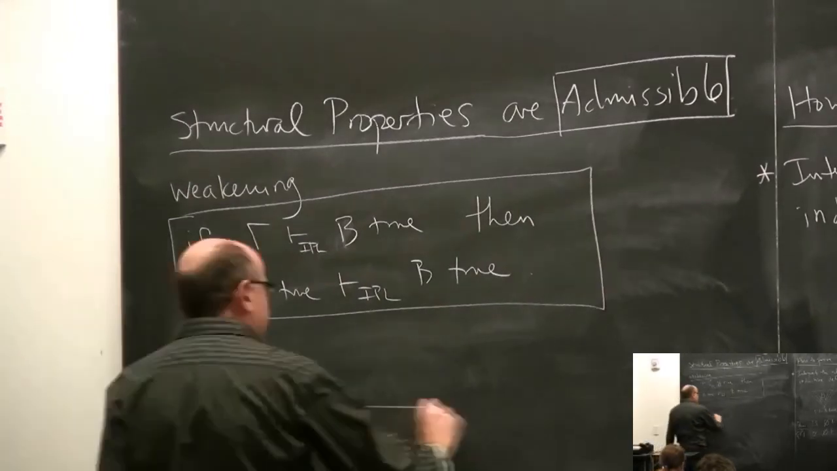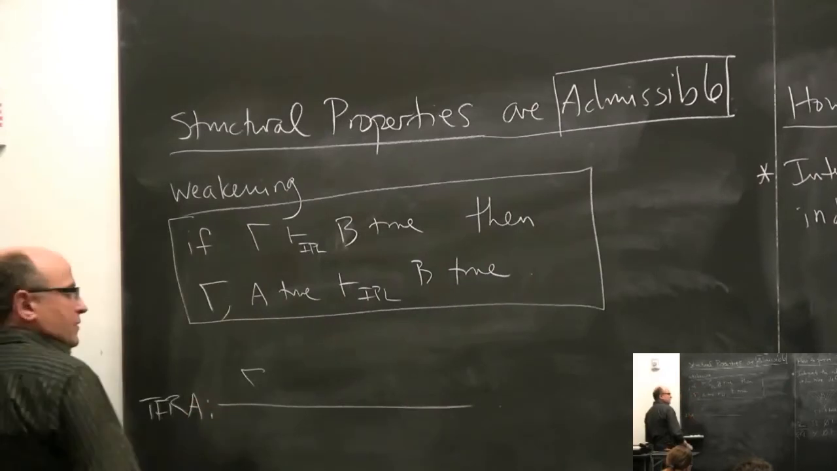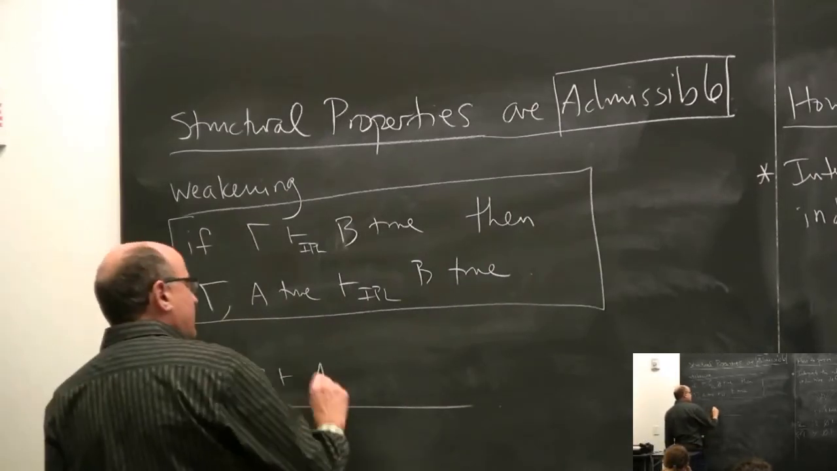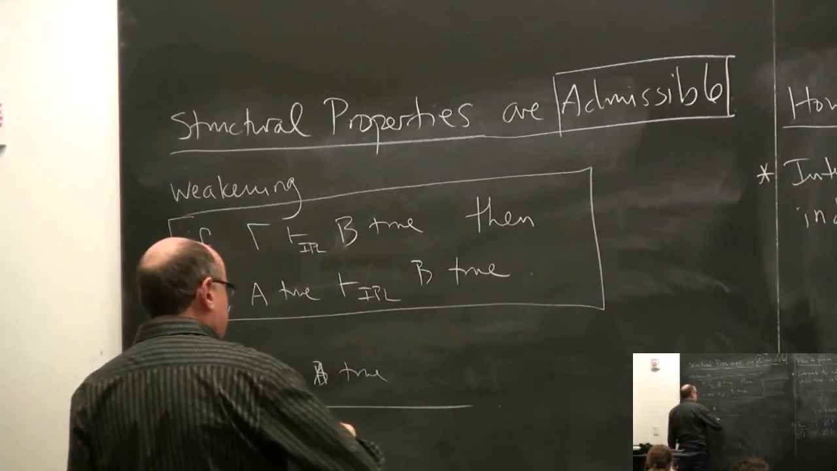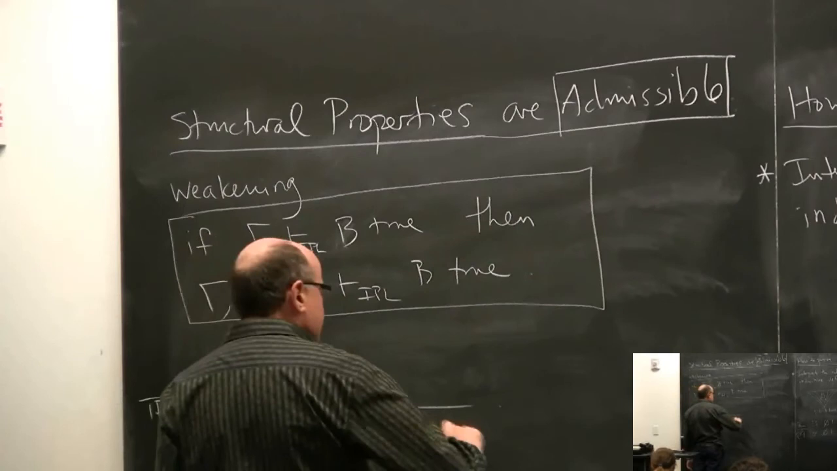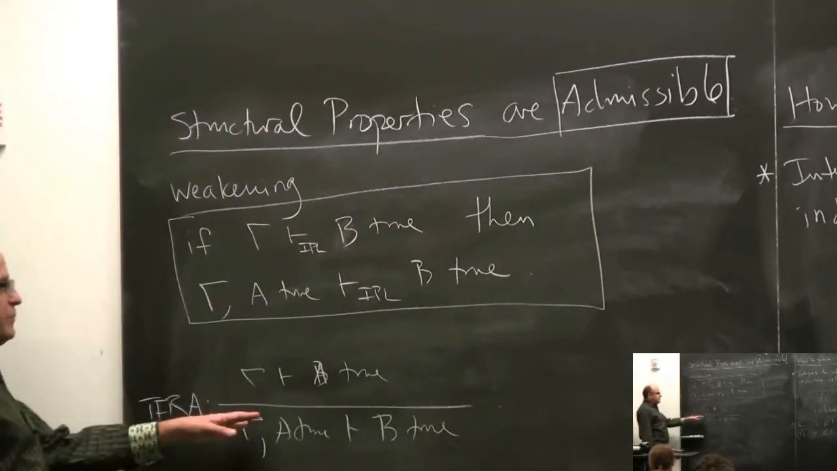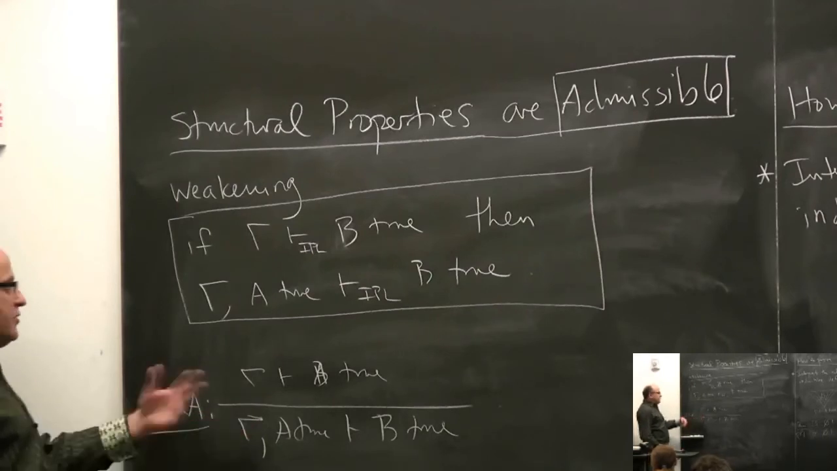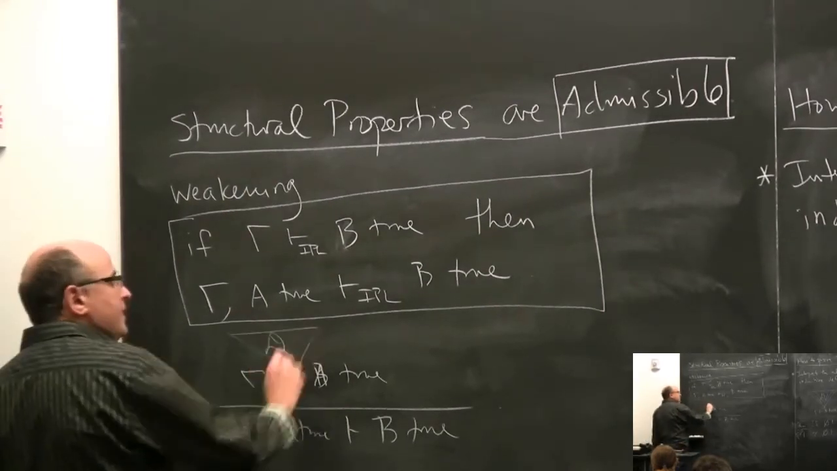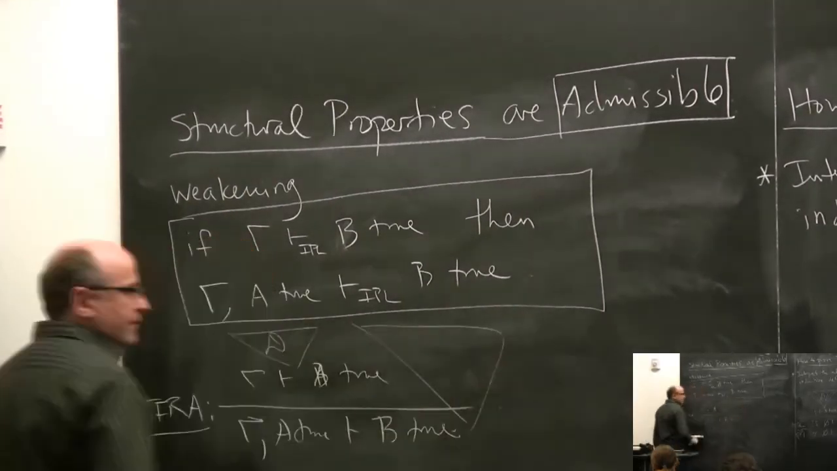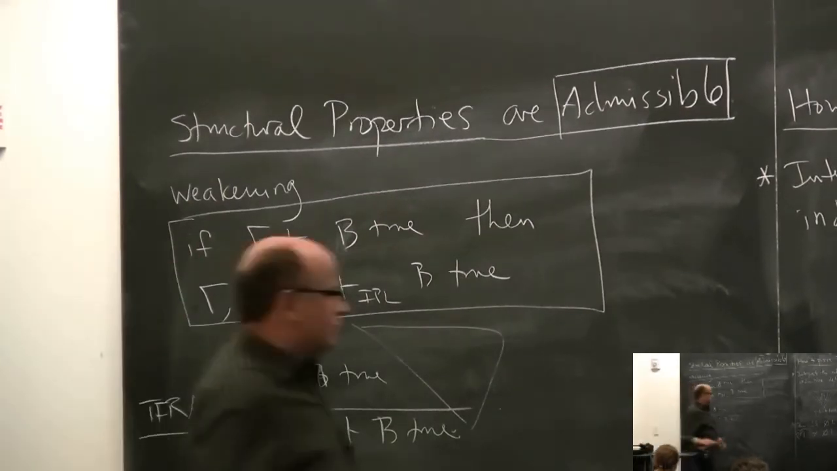Sometimes the way people will write it is they'll say the following rule is admissible. They'll write it like a rule that says, if gamma gives B true, then gamma with A true gives me B true. That's just another way of saying the same thing. The point is, don't think of this as a primitive rule defining the system. It's admissible in the sense that if you give me a derivation of this, then I can turn it into a derivation of that. So it's a nice constructive proof.